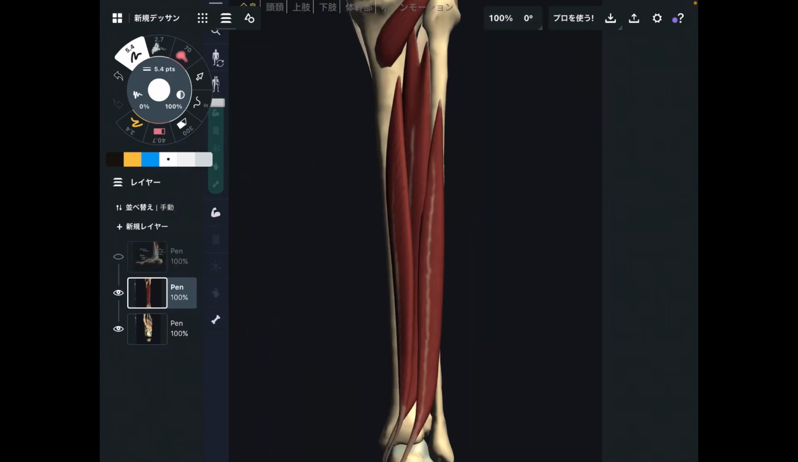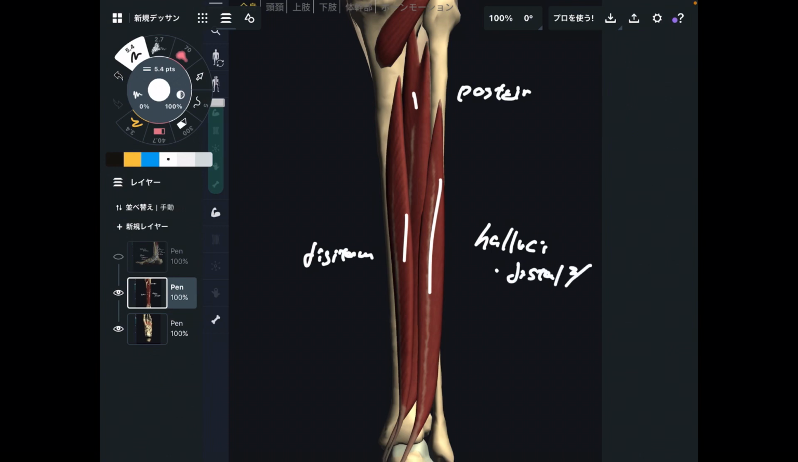Okay, this is posterior view. This is flexor hallucis longus. This is digitorum longus. And this is tibialis posterior. Let me start from flexor hallucis longus. Origin is the distal 2/3 of the fibula. So it is about this part. It's about 2/3, right? Approximately distal 2/3. This is the origin of flexor hallucis longus.